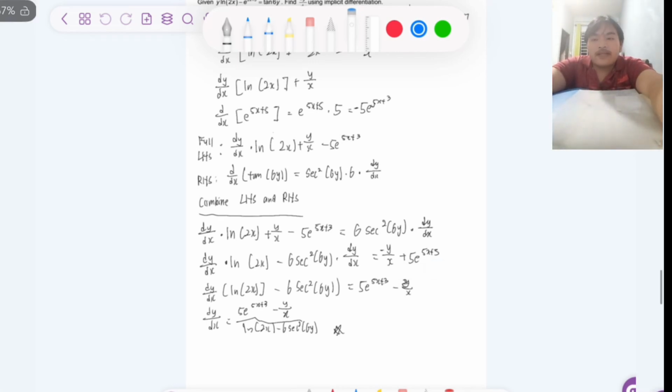Now we factor out dy/dx. dy/dx times ln 2x minus 6 secant squared of 6y equals 5e to the power of 5x plus 3 minus y over x. Finally, we solve for dy/dx. dy/dx equals 5e to the power of 5x plus 3 minus y over x, all over ln 2x minus 6 secant squared of 6y.